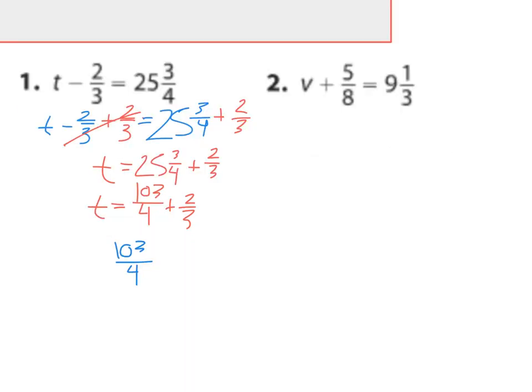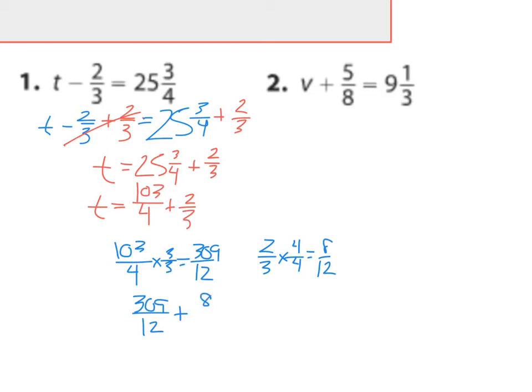So I have 103 fourths, and I need to make it so that 12 is on the bottom. I'm going to multiply it by 3 over 3. 3 times 103 is 309, so now I have 309 twelfths. Plus, we have 2/3. What do I multiply that by so that 12 is on the bottom? 4. So that's 8 twelfths.